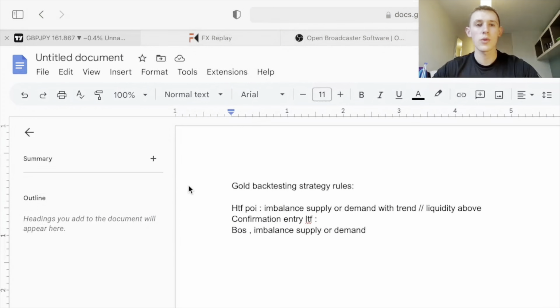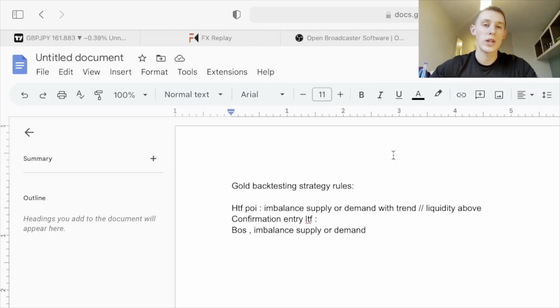Alright guys, so first of all, I'm going to be going through the rules that I'm actually going to be using and the strategy that I'm going to be testing. So for this one, I want to test confirmation entries on gold, and these are basically the rules that I have in place for that particular entry type. So the first thing we are going to do is highlight a higher time frame point of interest, which has to have these three criteria. So they have to be imbalanced, it has to be a supply demand area, and there has to be some sort of liquidity above or below.